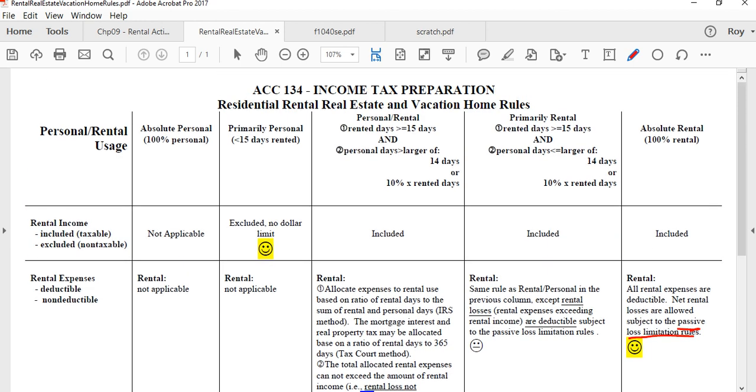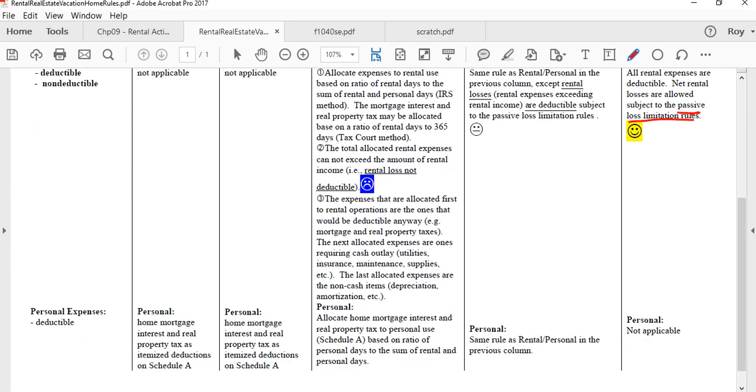Now, the middle three talks about where you have this 15-day rule, and it's either less than 15 or greater than or equal to 15 days. Now, if you rent your property for less than 15 days throughout the whole year, the good news is that you don't have to report any of that rental income. Of course, you're not going to have any deductible rental expenses, but you still get to deduct all of your itemized deductions, again, subject to those itemized deductions limitations.